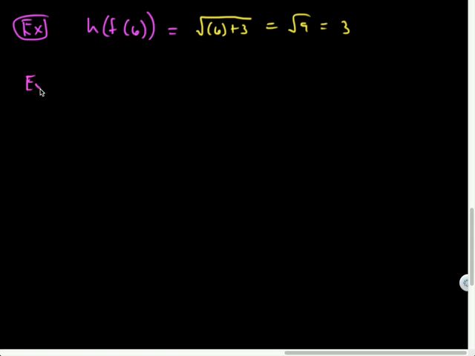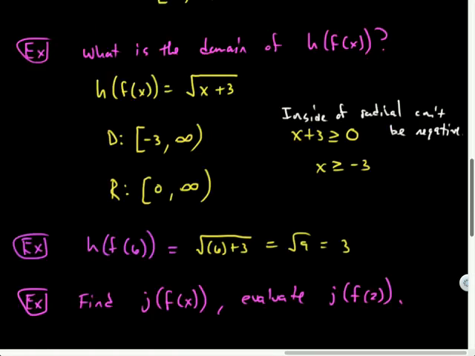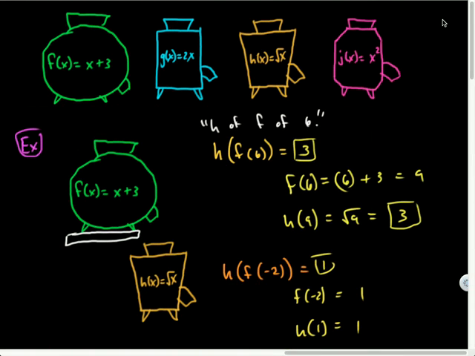Now, let's do one last example. Let's find j of f of x, and then evaluate j of f of 2, let's say. All right, so j of f of x. The j machine is the x squared machine, or the square machine. f of x is the x plus 3 machine. Which one's going into which? Right, f of x is going into j of x.